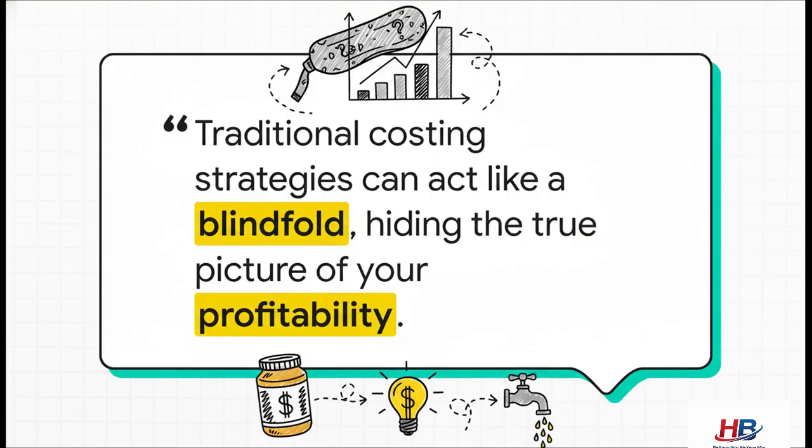So, what happens when you try to spread all those massive overhead costs evenly across your products? Kind of like spreading peanut butter on bread. Well, you end up with a blindfold on. You literally can't see which of your products are truly profitable and which ones are secretly draining all your resources.